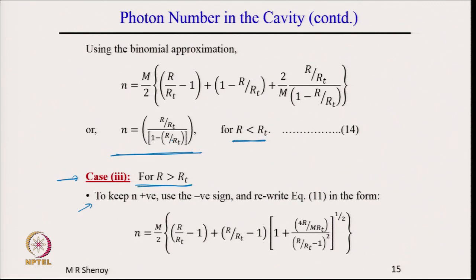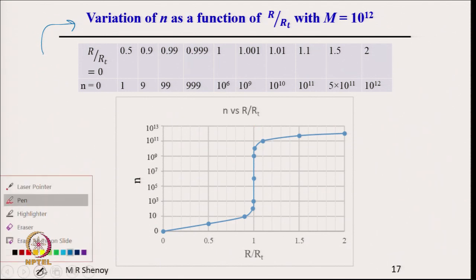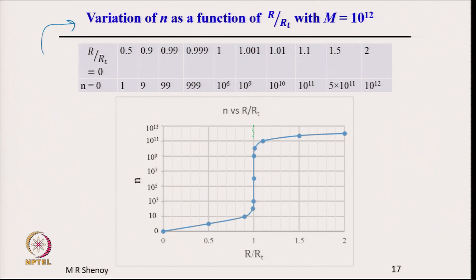If you substitute in this, it is 0.5, 1 minus 0.5 and 0.5 in the numerator, and therefore this is just 1. So, at 0.5 it is 1. If you put 0.9, you will get the photon number as 9. If you put 0.99, we are coming close. What is this? This is the graph of r by r t versus photon number. This was our objective: variation of photon number as we go from below threshold to above threshold, and this is the threshold.